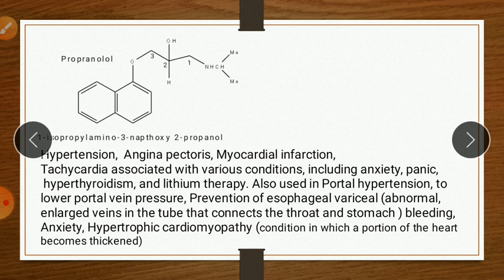Then also used in anxiety and hypertrophic cardiomyopathy, which is a condition in which a portion of the heart becomes thickened and therefore does not pump the blood properly, and it produces hypertension. So these are the main uses of propranolol.